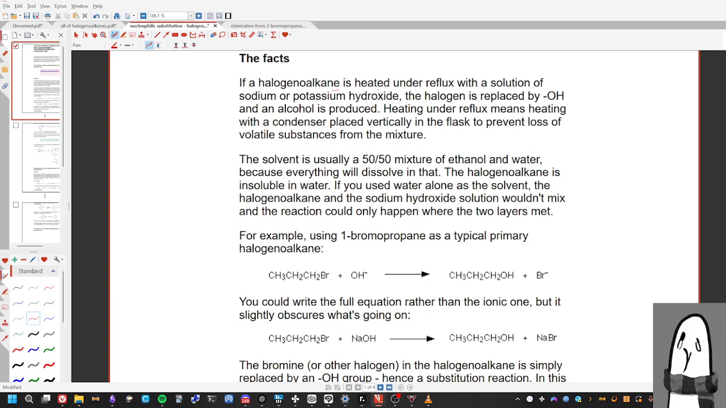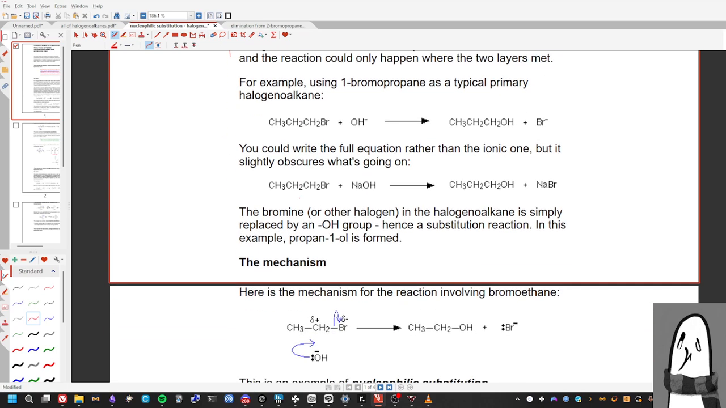The halogen alkane is heated under reflux with a solution of potassium hydroxide. The halogen will be replaced by the OH. Yep, this is exactly what we studied. Now, heating under reflux, the reason we do this again is that there's a condenser vertically in the flask that prevents the loss of volatile solvent. This is a repeat. Now, we have a first example.